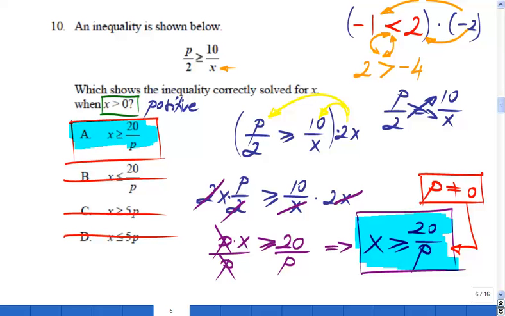Okay, that's the answer. This is how you solve it. Remember the fact that if you multiply an inequality by a negative number, your sign changes. Otherwise, you're good.